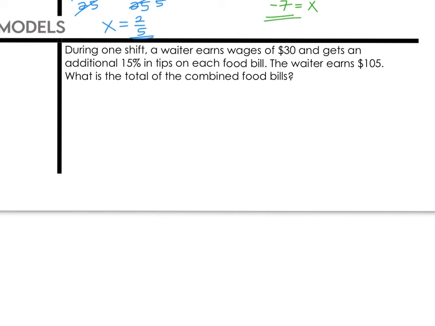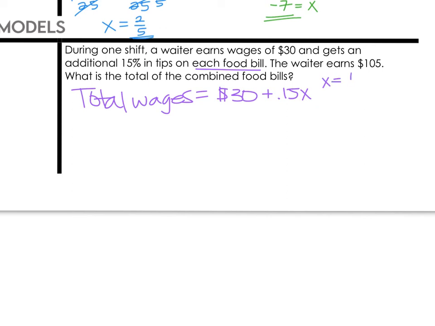So if we think about the waiter's total earnings, their total wages come from two parts. They get their earnings of $30, and then 15% on the total food bills that they get for that time that they work. So 15% would be in decimal form 0.15. And if we think about what that's of the combined food bills, we'll call that X. X meaning the total food bills. That's what we're trying to solve for.